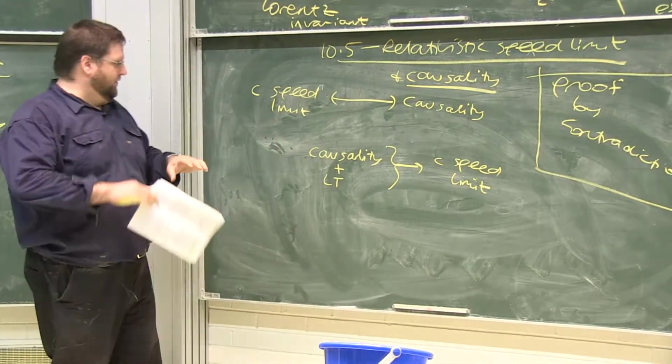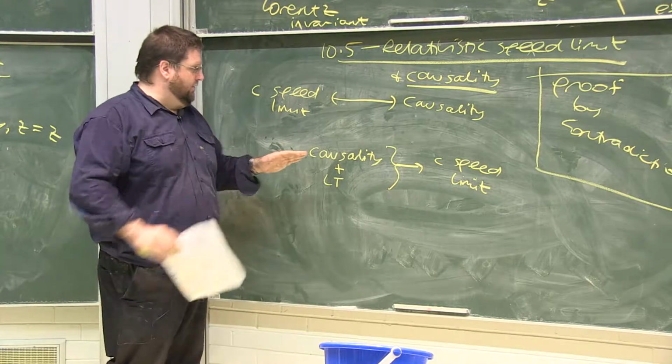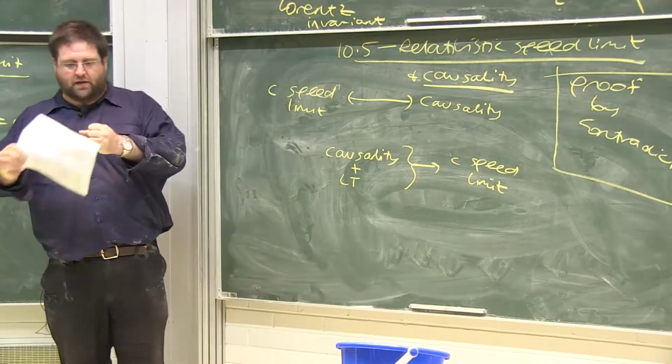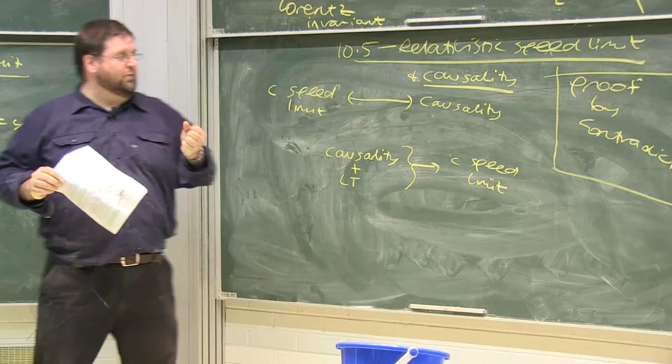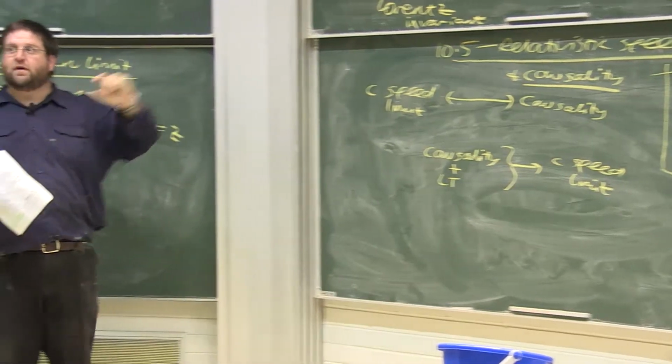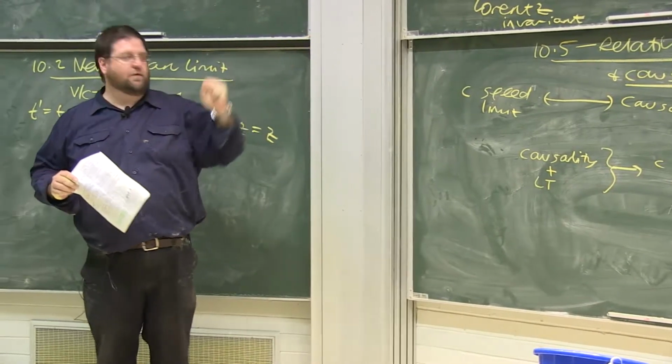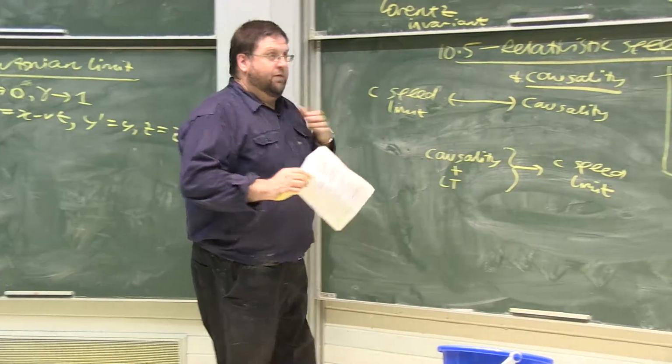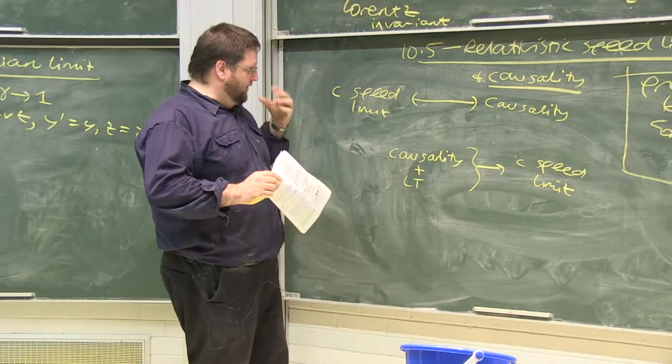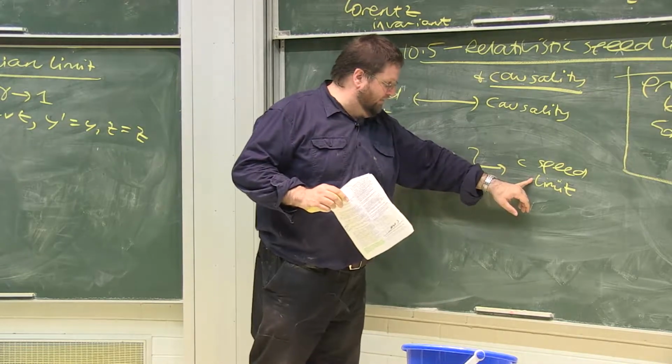And so what I'm going to do is assume that c is not a speed limit. Assume that a cause can lead to an effect at superluminal speeds. So I can click my fingers, and a microsecond later something happens on Alpha Centauri, despite the fact that light couldn't get there in time. Assume that superluminal causal influence exists.